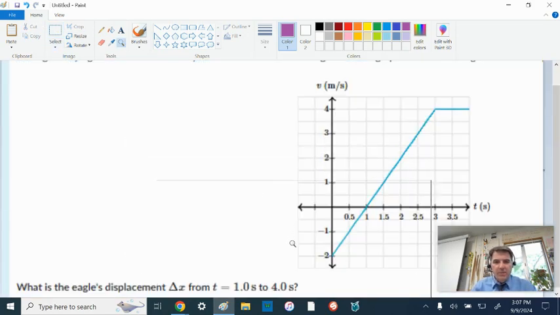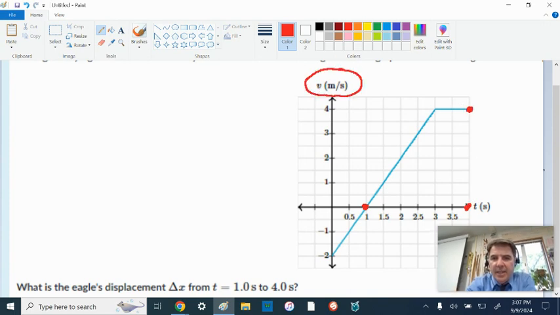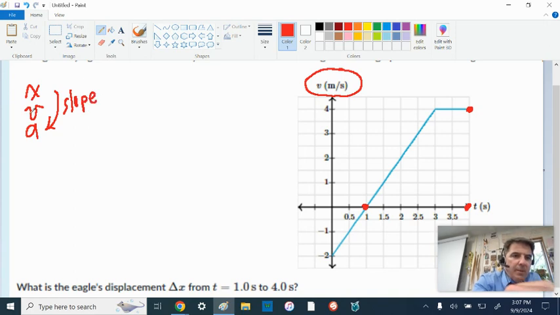Okay, Eagle's displacement from 1 to 4 seconds. So this is my pen tool right here. And I'm going displacement from here to 4 seconds. So I'm going to go to here. And remember, this is velocity. You can't just go like, oh, I went 4, because you didn't go 4. This is a velocity. So remember, from our XVA, if I'm going down, I'm using slope. And if I'm going back up, I'm using area.